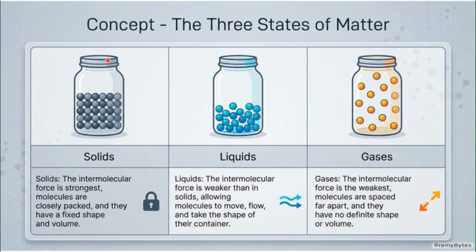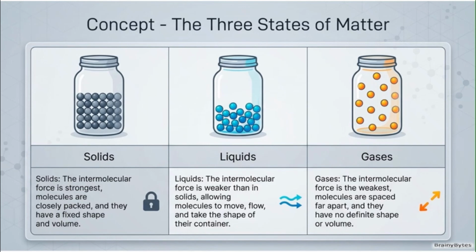First up, we have solids. The molecules in solids are closely packed, and they have a definite shape and volume. The intermolecular force of attraction is at its maximum, while intermolecular space is the smallest. This is why you can't just squish a bowling ball. There's simply no room left to move.